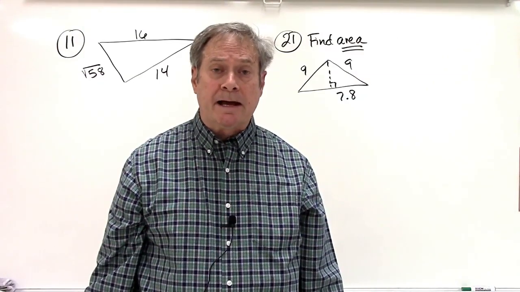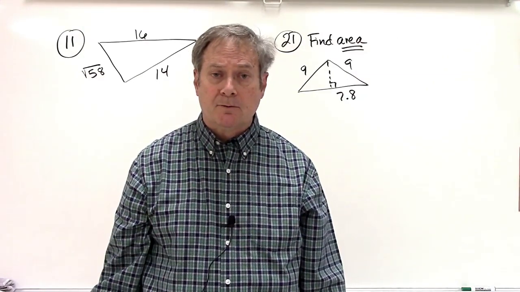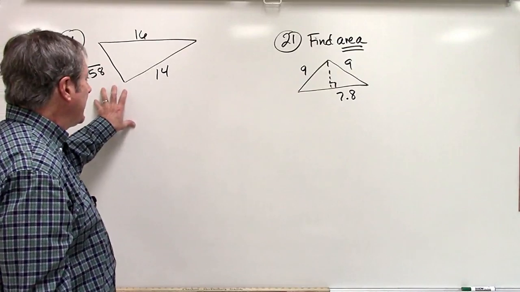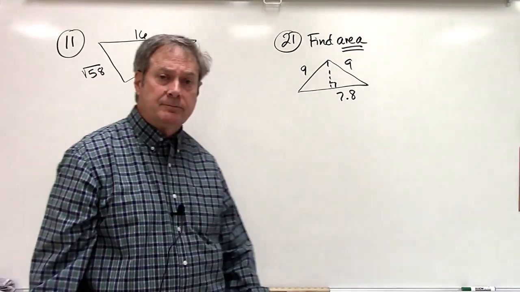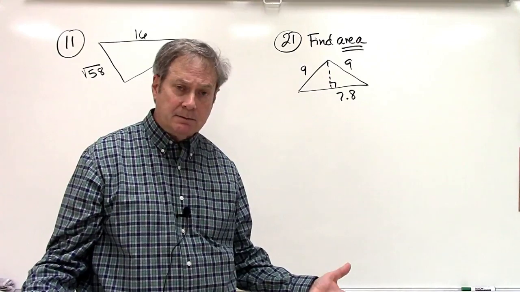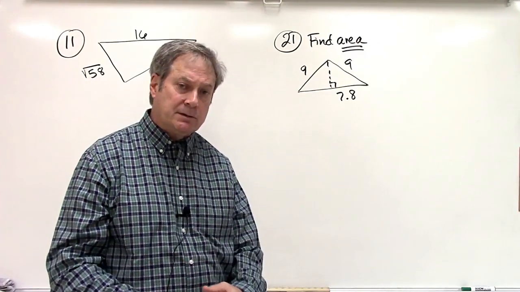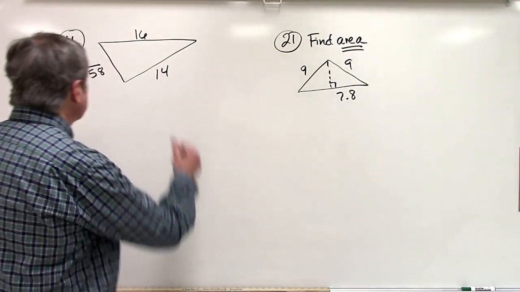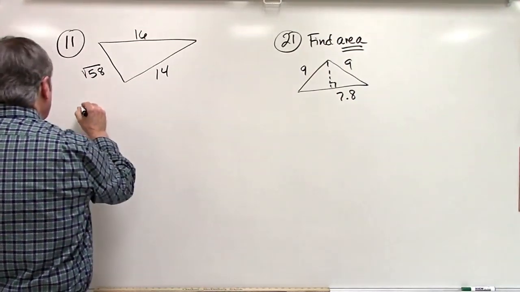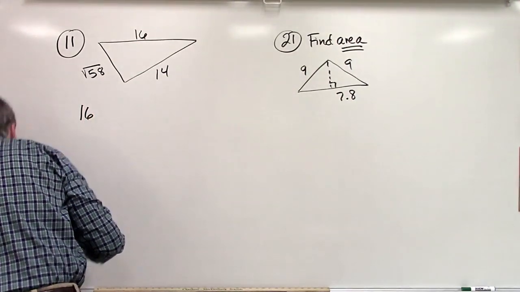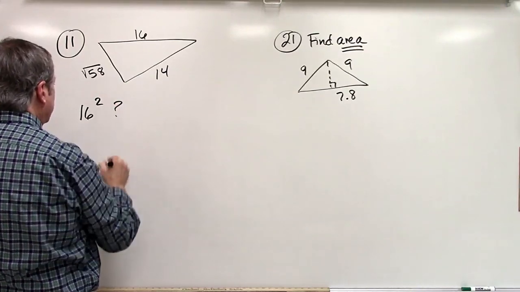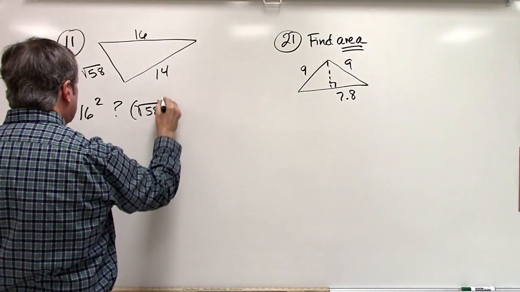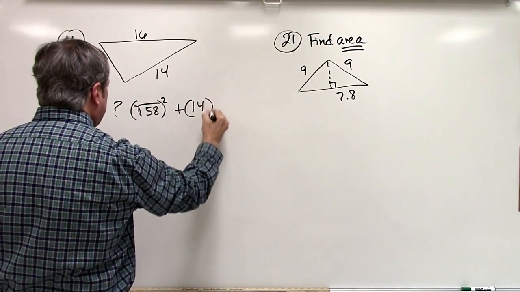Okay, let's do the last 2 examples that I want to do for you. Number 11, we're being asked to decide, is this a right triangle? Is it an obtuse triangle? Or is it an acute triangle? And it's very similar to the last one that we did. You're going to take the largest side, in this case it's 16, you're going to square it. And then you're going to say, okay, in relation to these other 2 sides, squared, what do we have?